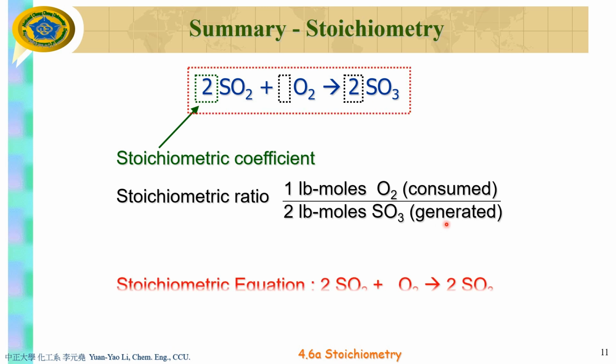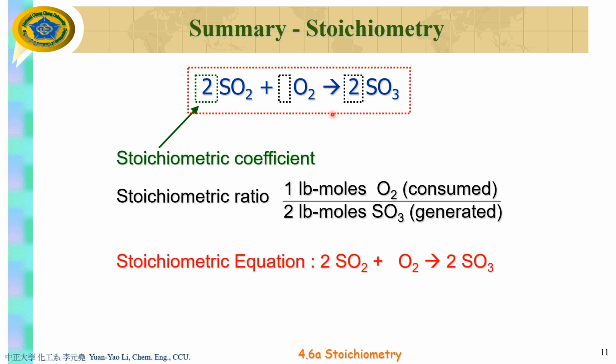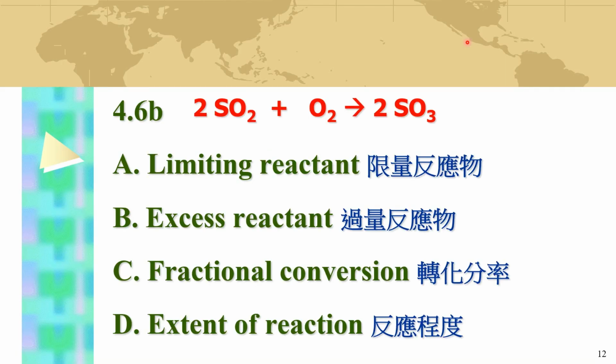And if we put it together, this is called the stoichiometric equation. And this kind of study is called stoichiometry. So now: stoichiometric coefficient, stoichiometric ratio, and stoichiometric equation. These 4 terms.